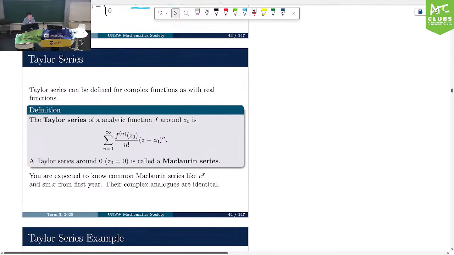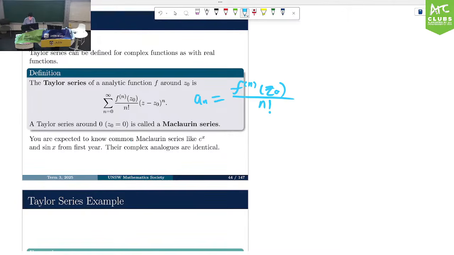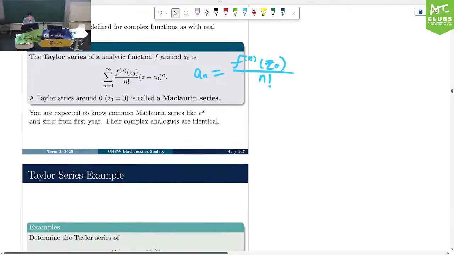The next topic coming up is the Taylor series. A Taylor series is basically the same as a power series, except that a_n equals the nth derivative of f at z_0, over n factorial. And by definition, if z_0 equals 0, then we have a Maclaurin series. But I just like to call it a Taylor series.